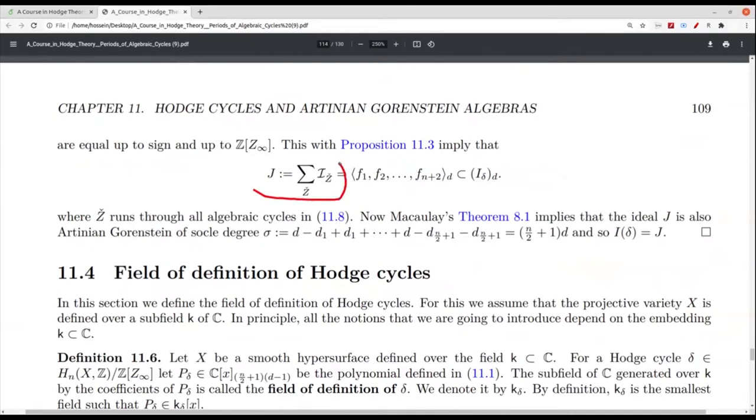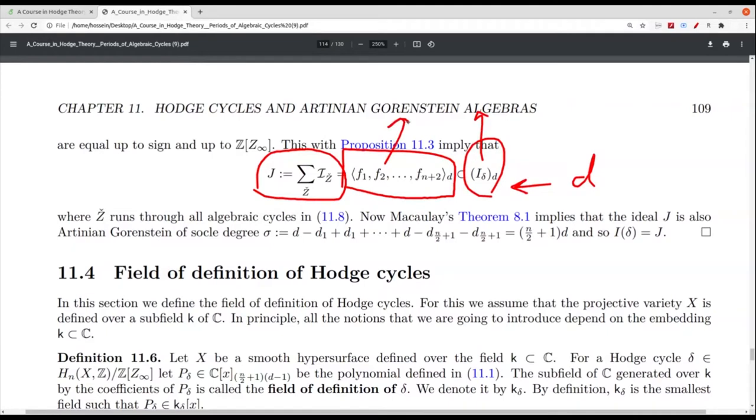Then we see that the sum of the ideals of all these algebraic cycles is just the ideal generated by f1, ..., f_{n+2}, and this is inside I_delta. Actually, you have to cut D from here. And now we realize that these two ideals are Artinian Gorenstein ideals with the same so-called socle. Remember that in order to check that two Artinian Gorenstein ideals are the same, we need just to prove that they have the same socle, and the last piece in the homogeneous part is the same. So this will imply at the end that I_delta is equal to G.